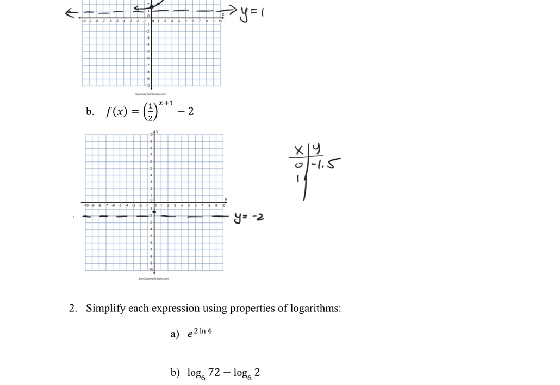When x is equal to 1, we have 1 plus 1 is 2. 1/2 to the second power is 1/4. So I'm actually going to go in the opposite direction then. Let's do -1. Let's see, that will work better. -1 plus 1 is 0. 1/2 to the 0 power is 1. 1 subtract 2 is -1. So -1 comma -1.